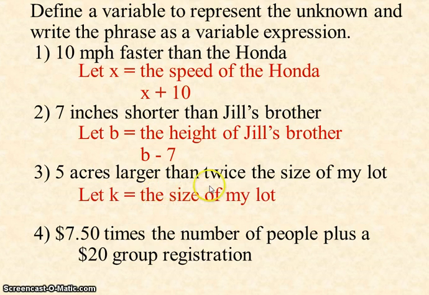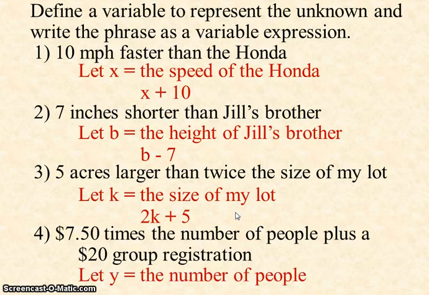5 acres larger than twice the size of my lot. Okay, so this is an example where we have to kind of read it backwards, work our way backwards, okay? Because if we let k equal the size of my lot, we need to add 5 on at the end, okay? So we're going to multiply the size of my lot by 2, because twice, and then we're going to add 5. Okay, so this would actually be written not with the 5 first, even though it's first in the phrase. It's actually going to be written last. We're going to write it as 2k plus 5. So 2 times your lot size plus 5.